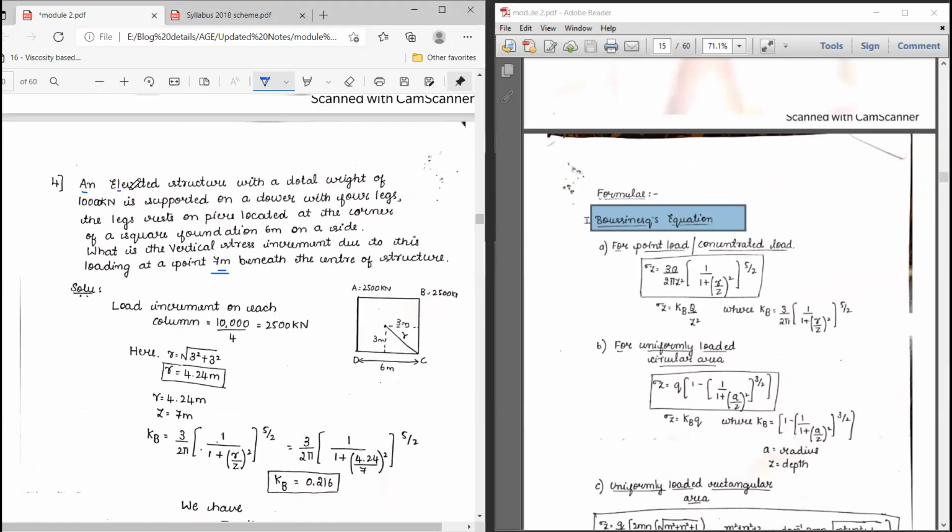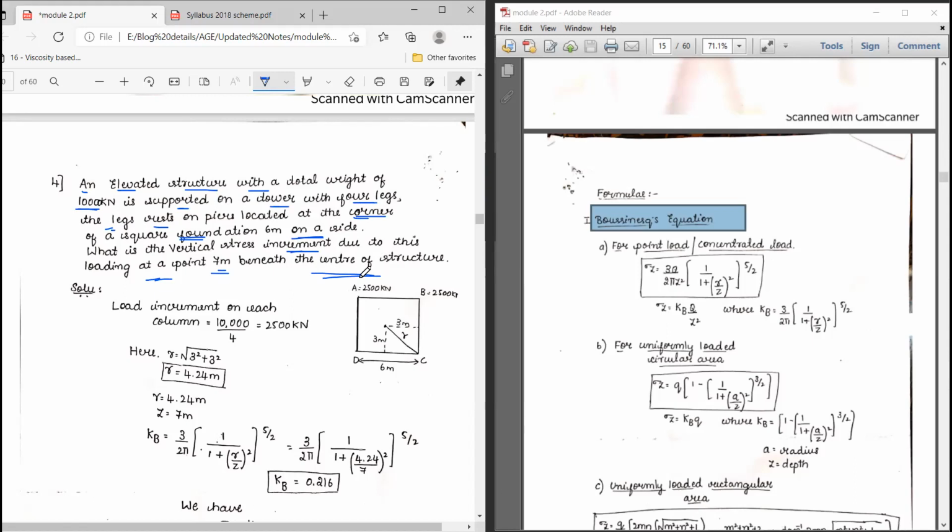Here, an elevated structure with a total weight of 10,000 kilonewton is supported on a tower with 4 legs. The legs rest on piers located at the corners of the square foundation, 6 meters on a side. What is the vertical stress increment due to this loading at a point 7 meters beneath the center of the structure?